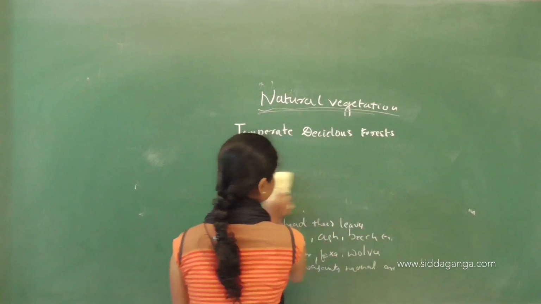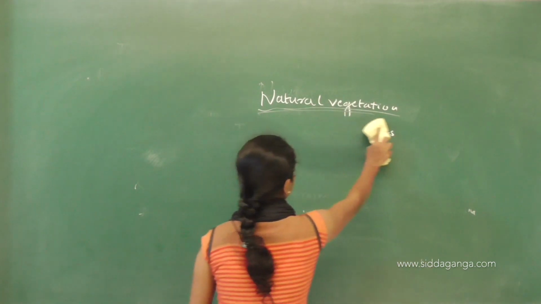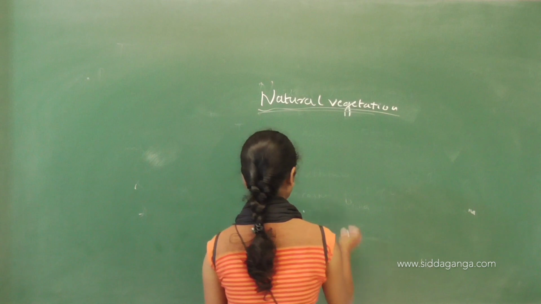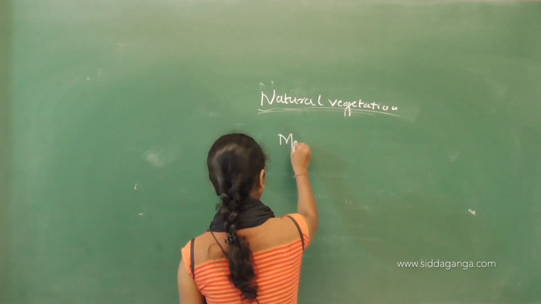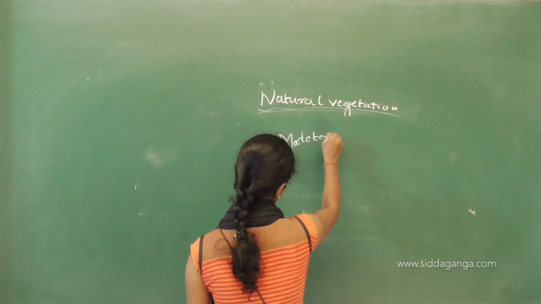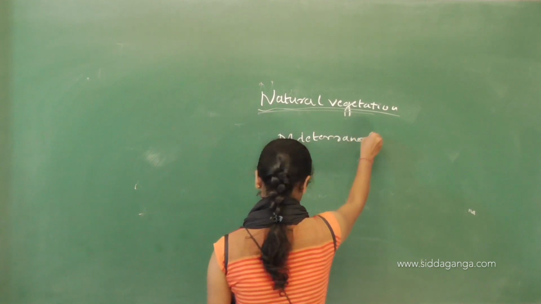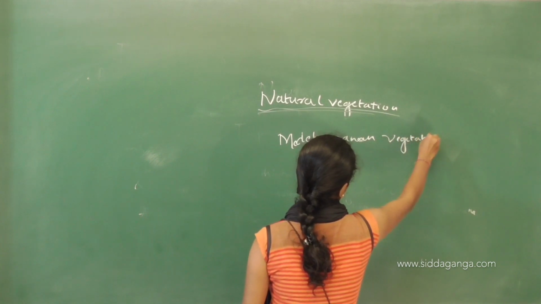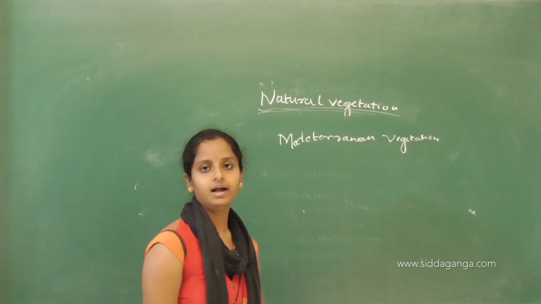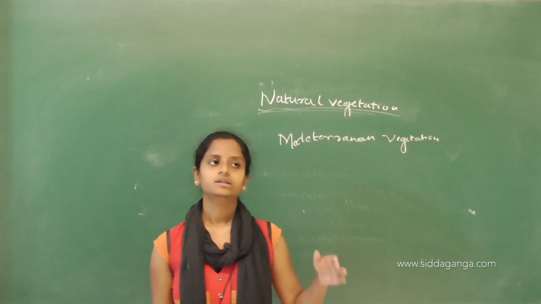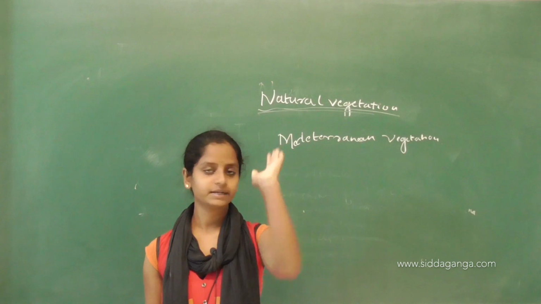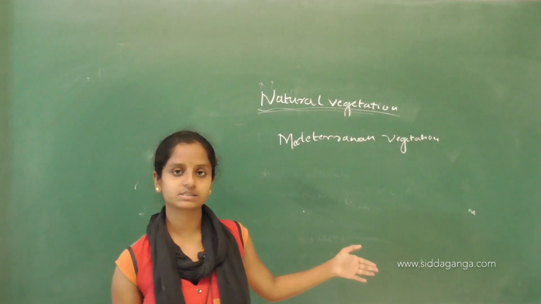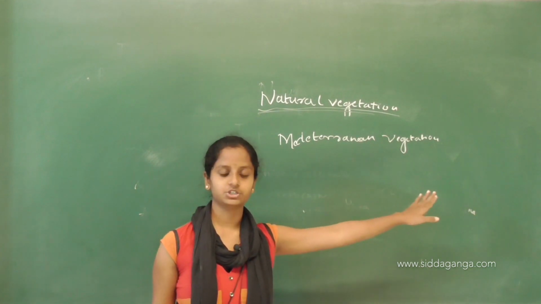Now we will move on to another forest, that is Mediterranean vegetation. Okay. Till now we have seen the forests near the north and northeast. Now we are going to see the forest near the south and southwest, that is Mediterranean vegetation.